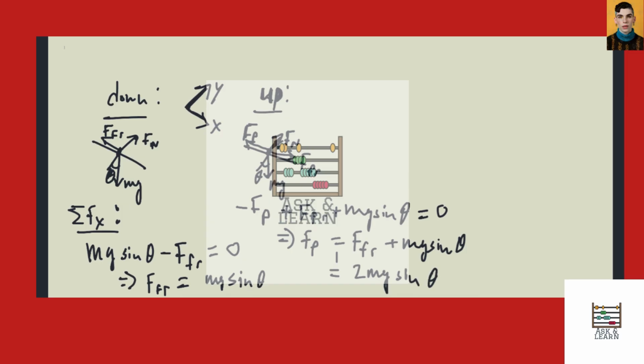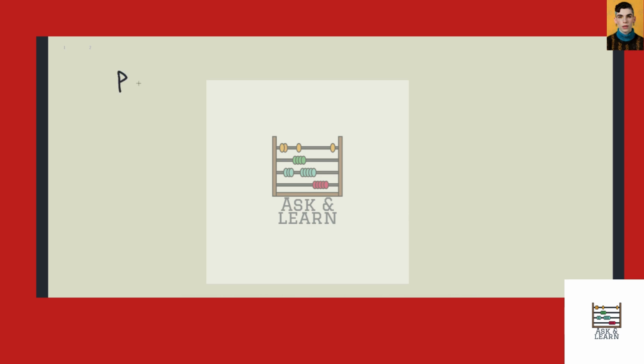Okay, and then all we have to do is use the formula for power. Power equals force times velocity. It's the constant speed the cyclist is traveling at. So this is 2 mg sine theta times v.